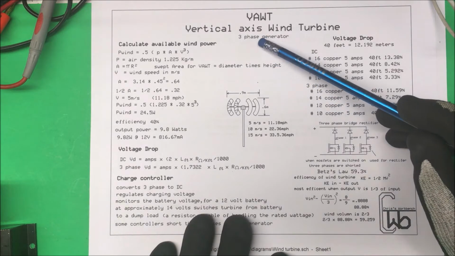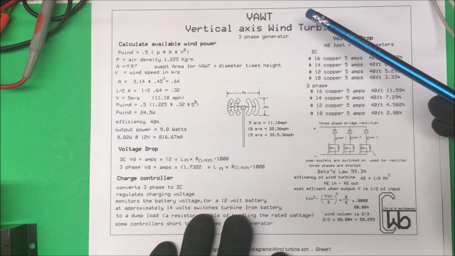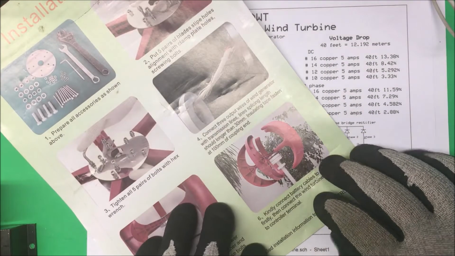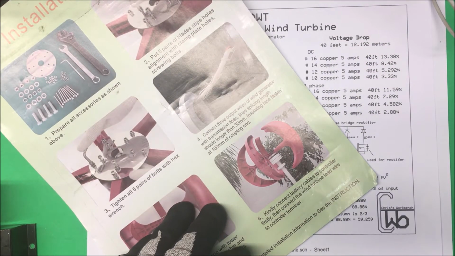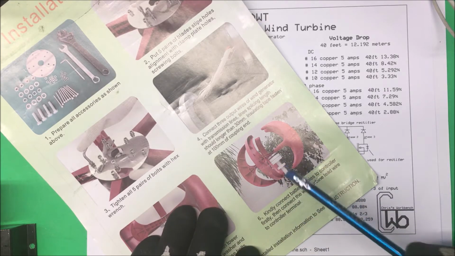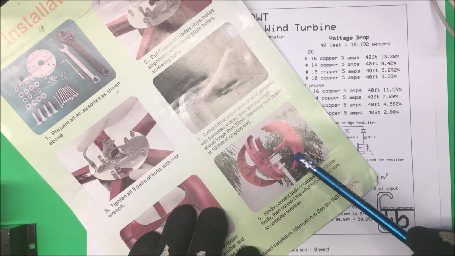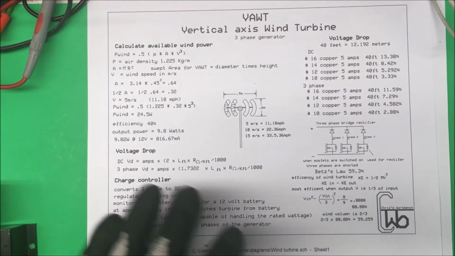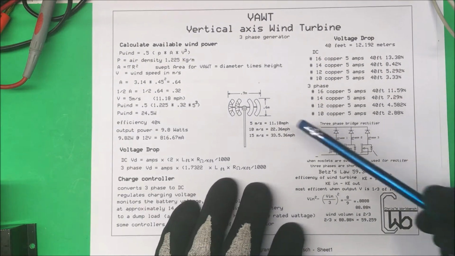Let's take a look at a vertical axis wind turbine, a VAWT. Now, I bought one so that you wouldn't have to. This is the unit here, and it's actually made fairly nice, and it claims to be 600 watts. But we'll see what happens here. So we're going to calculate the available wind power.